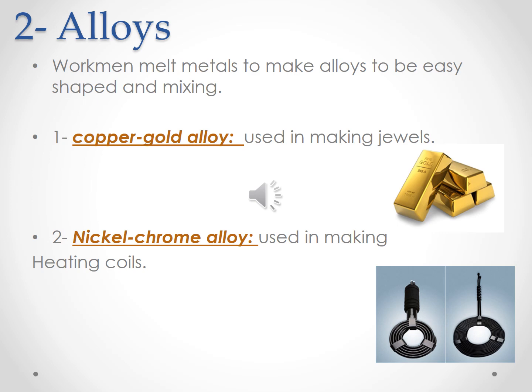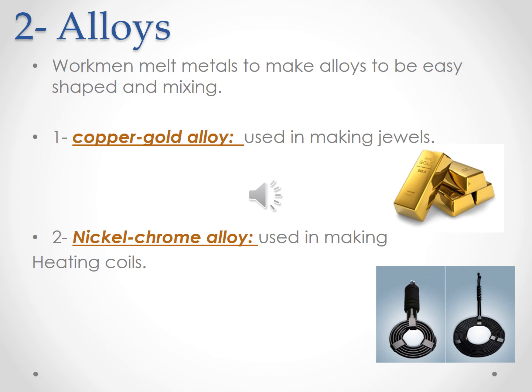This alloy, which is a copper gold alloy, is used in making jewels, in making rings, bracelets and so on. The second alloy is called nickel chrome alloy. It's an alloy made of mixing the nickel metal and the chrome metal together, and this is used in making heating coils.